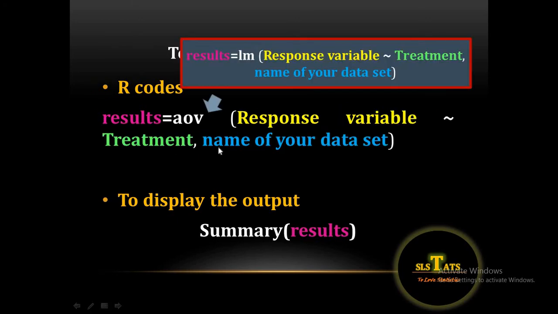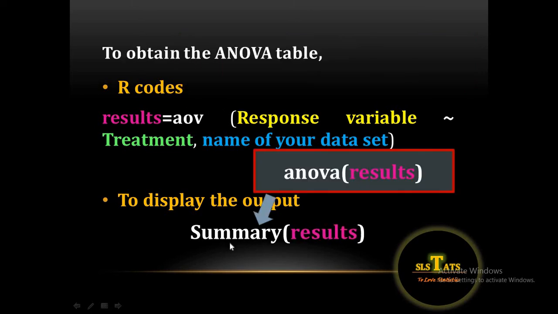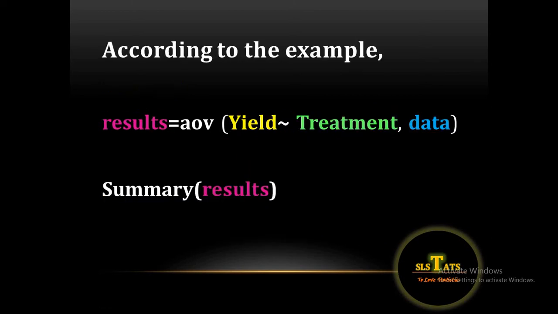To obtain the ANOVA, instead of the aov function, you can type lm here. lm stands for linear model. Instead of summary, you can give the function anova and within brackets give this name. According to the example, I will type results here. You can type even output, ANOVA output, whatever.